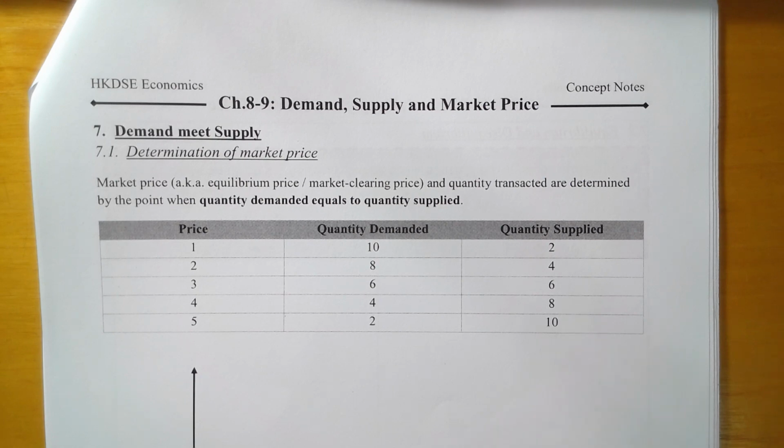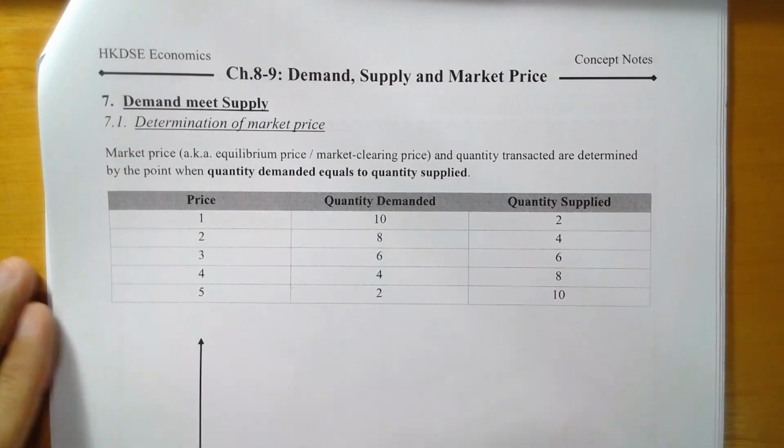Now I just looked at the 2019 paper, like I mentioned again and again. As expected, a lot of questions on demand and supply. Actually, some of the questions were quite difficult by our Form 4 standard. So let's see whether we have time to look at them later. Okay, so let's begin this video.